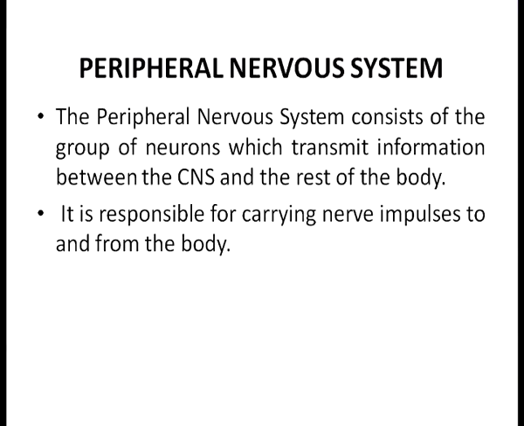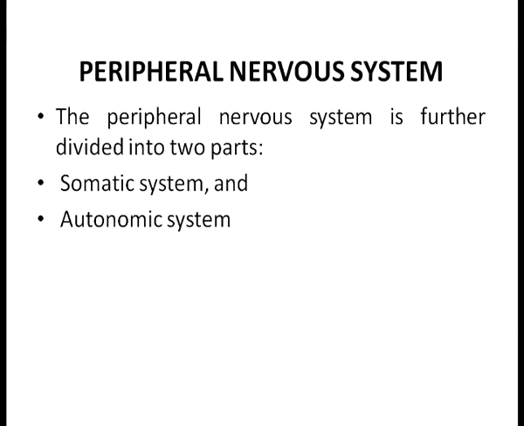Another part of the nervous system is known as the peripheral nervous system. First is the CNS, the central nervous system, and the other is the peripheral nervous system, also known as the PNS. The peripheral nervous system consists of the group of neurons which transmit information between the central nervous system and the rest of the body. It is responsible for carrying nerve impulses to and from the body. That means it carries nerve impulses from outside to the body and takes them from the body. The peripheral nervous system is further divided into two parts: the somatic system and the autonomic system.